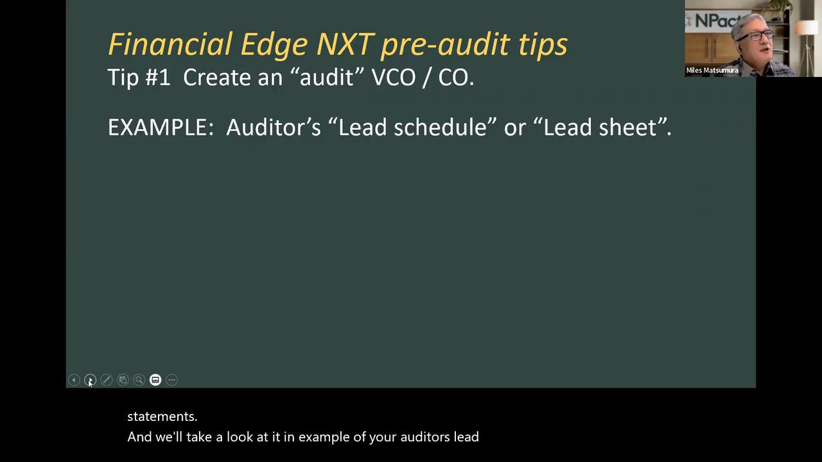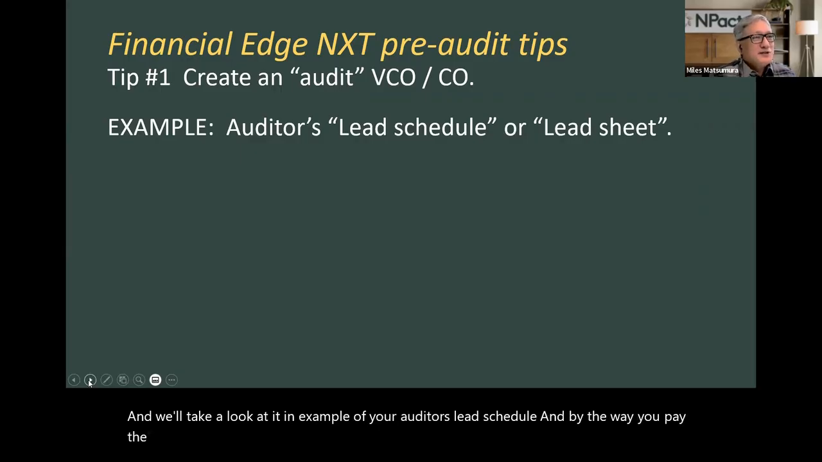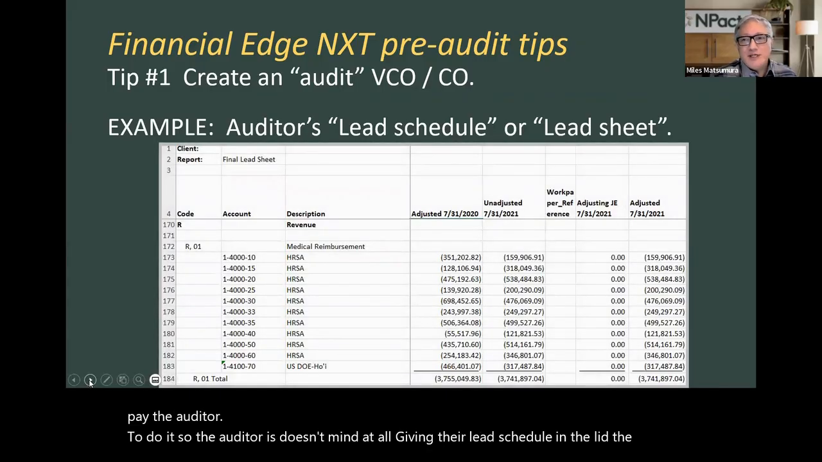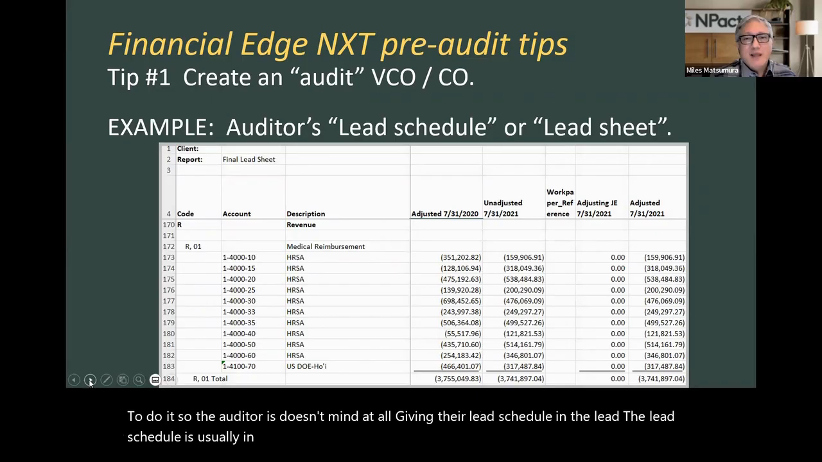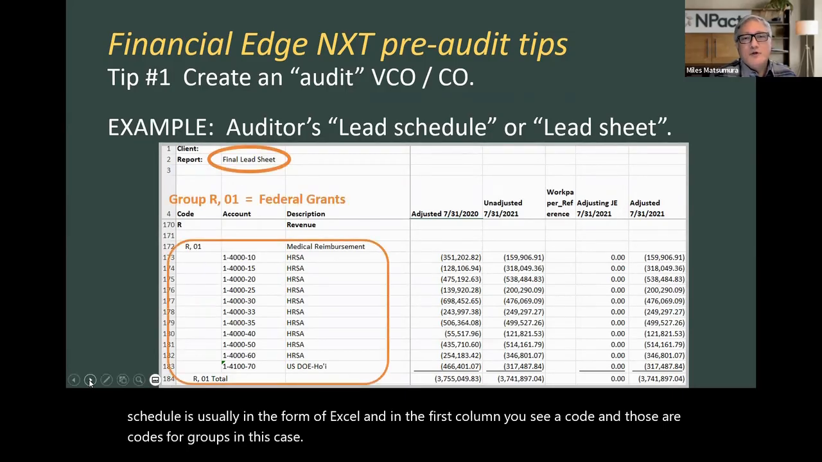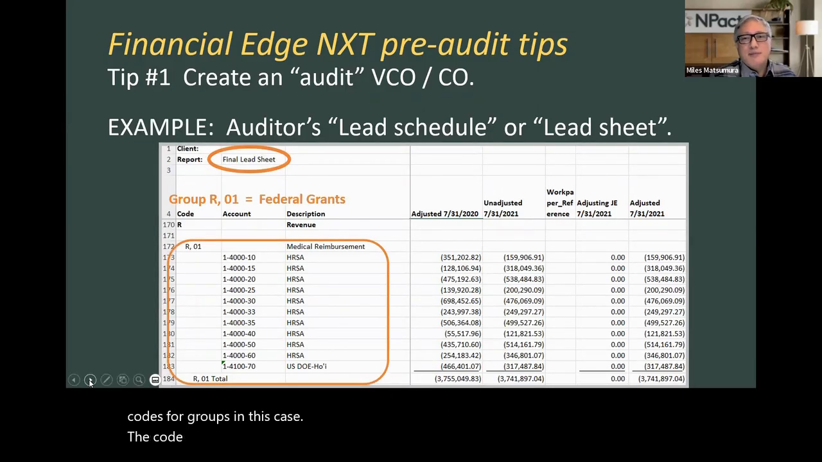And by the way, you pay the auditor to do it, so the auditor doesn't mind at all giving you their lead schedule. The lead schedule is usually in the form of Excel, and in the first column, you see a code, and those are codes for groups. In this case, the code R01 means federal grants. And these are all of the accounts in that group. HRSA is a federal agency under the Department of Health.